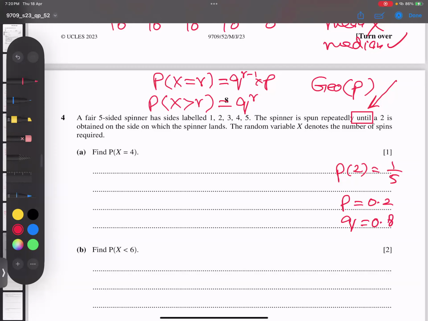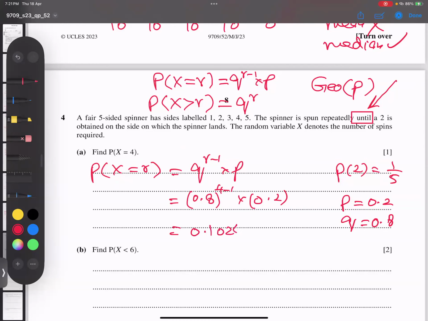Okay, now it says X is equal to 4. So first of all, I write the formula: Q to the power R minus 1 into P. Q is 0.8, P is 0.2, and R is 4, as given. So 0.8 to the power 4 minus 1, into 0.2. And if we type this in the calculator, what do we get, students? 0.1024. I believe you got the point. For X equal to 4, the probability is very clear.